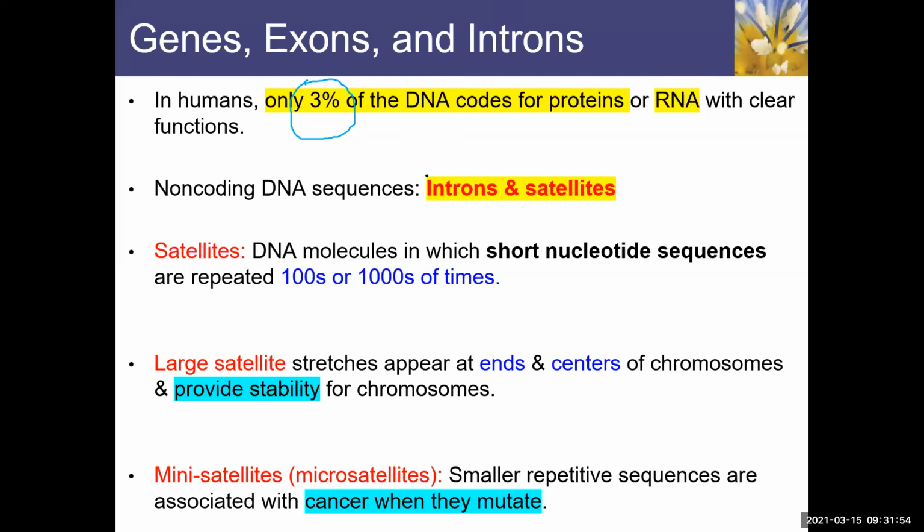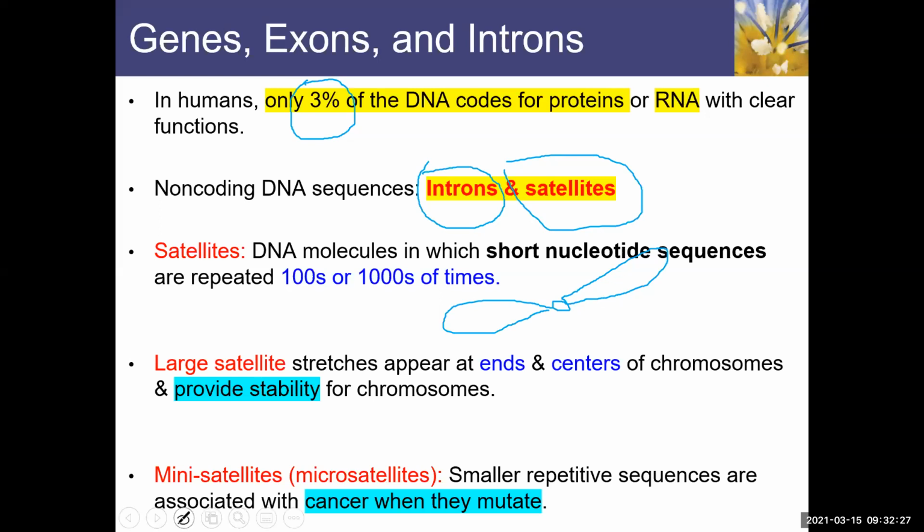Now, we already spoke about introns being non-coding sequences. And then we have satellites. So what are satellites? Satellites are again non-coding sequences in our body. You will usually find them on the chromosome. Let's say I have a chromosome like this. You will find these satellites or large satellites or repetitive sequences.